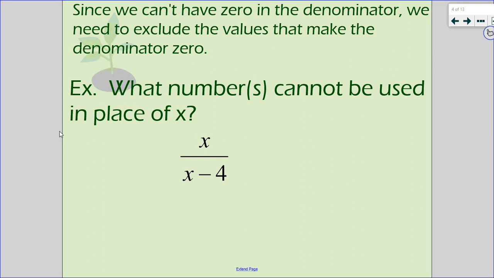All right, so since we can't have 0 in the denominator, in reality, we need to exclude the values that make the denominator 0. So this is a question that leads us up to graphing. So you might be asking, why do we care about this? But it's good to know what values you can actually plug into an expression, knowing that we cannot divide by 0. So what numbers cannot be used for x? 0. So let's try 0. If we try 0, you get 0 divided by what?